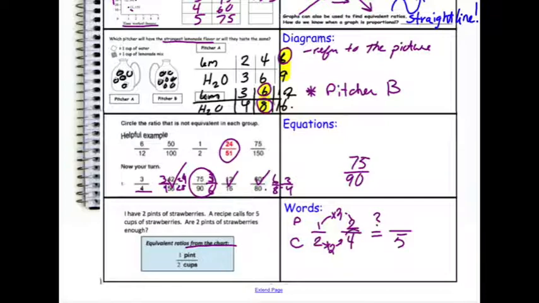Is 4 cups as much as 5 cups? No, right? If I have 4 cups, then I don't have 5 cups. I don't have enough. I'm short 1 cup, which means if I only have 2 pints of strawberries, I do not have enough for my recipe.